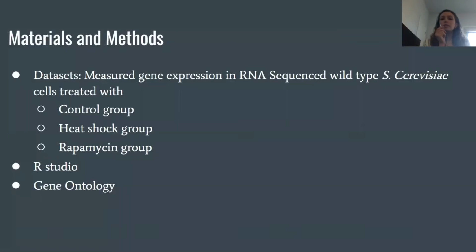We used 3 gene expression datasets from RNA-sequenced wild-type S. cerevisiae cells: a control group, heat shock treatment group, and rapamycin treatment group. Using RStudio and GoTerm analysis, we ran correlation tests between the expression levels of the different treatment groups.